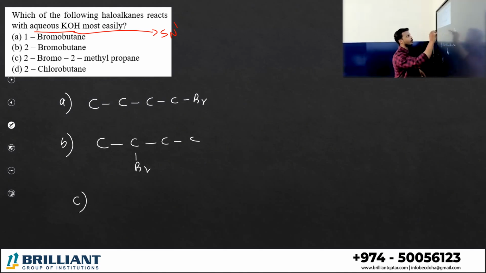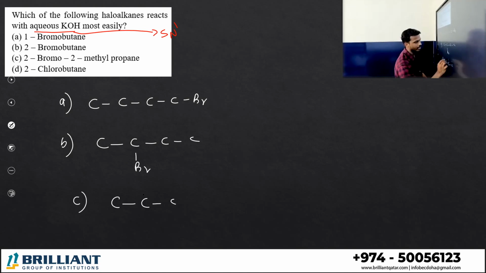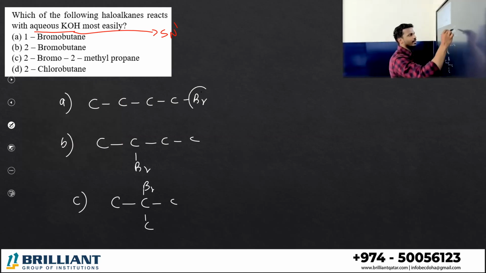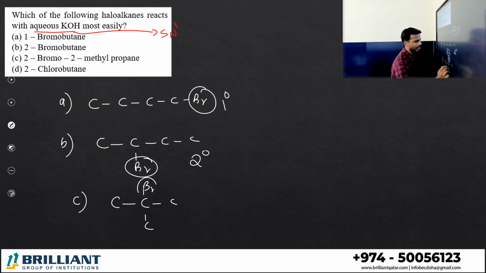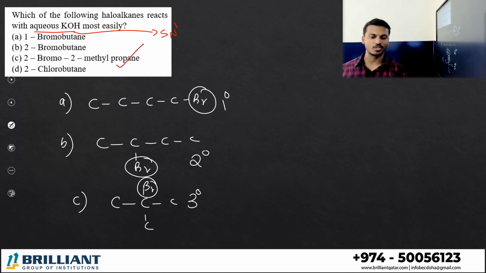2-bromobutane. Option C, 2-bromo-2-methyl-propane. I think your answer is ready. See dear student, this is primary, right? This is a primary haloalkane. This is a secondary haloalkane. This is a tertiary haloalkane. SN1 reaction is faster in tertiary. Okay, a very expected question related to the SN1 and SN2 mechanism.